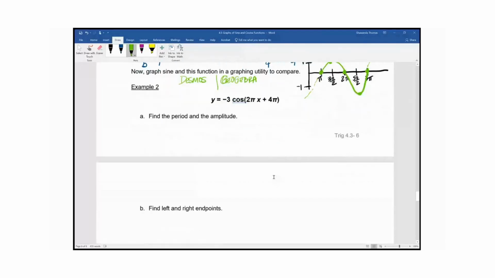All right, let's practice finding the period and the amplitude of this next example, negative 3 cosine of 2 pi x plus 4 pi. Period we said was, and again, we use 2 pi instead of anything else because cosine and sine have a period of 2 pi. So 2 pi over b. What is b?